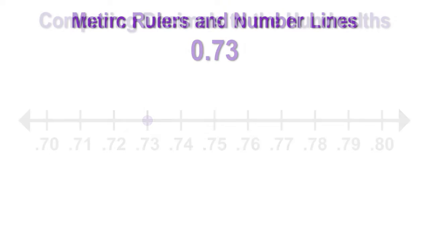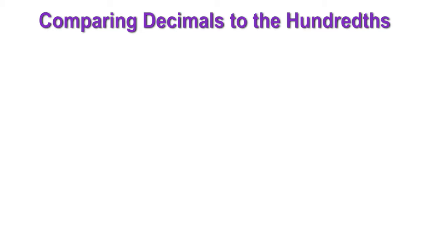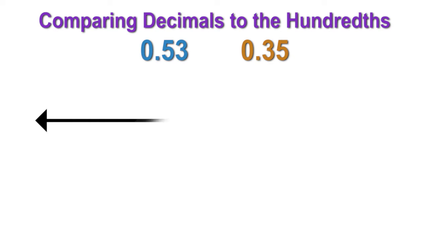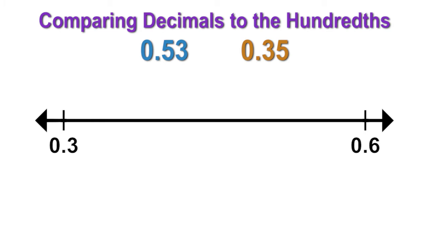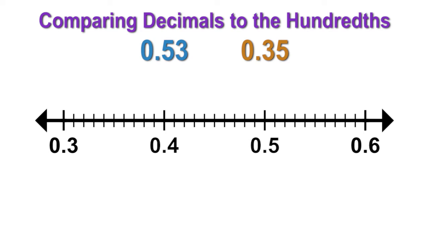Then, students move on to comparing decimals to the hundredths using a number line and a place value chart. Let's compare 2 decimals using a number line, 53/100 and 35/100. Start by drawing a number line from 3/10 to 6/10 and divide it into hundredths. Place the 53/100 3 marks past the 5/10 and label it. Next, place the 35 hundredths 5 marks past the 3/10 and label it. It is clear that 53 hundredths is to the right of 35 hundredths on the number line and is therefore larger or greater.